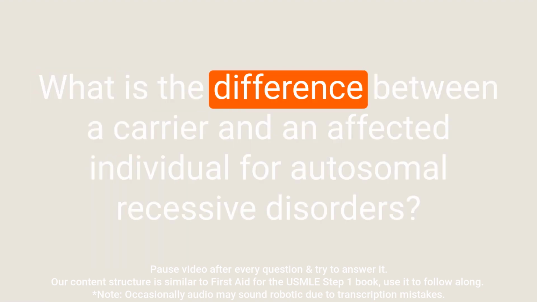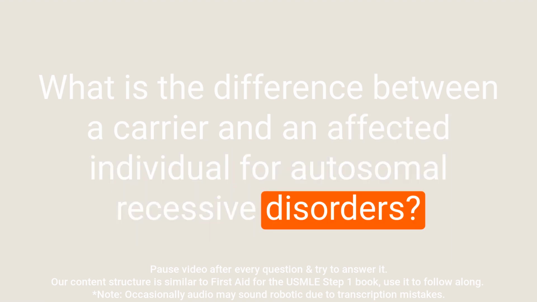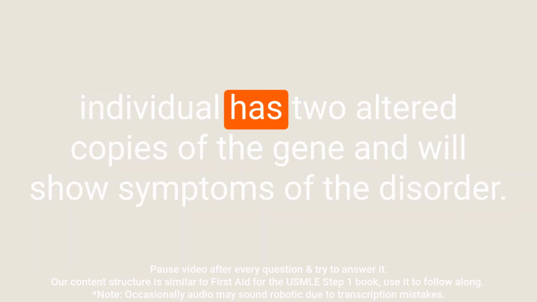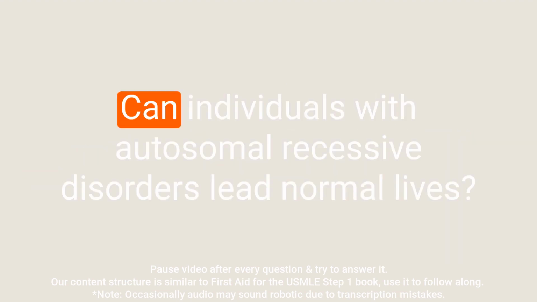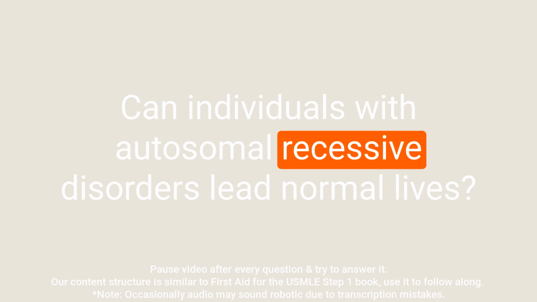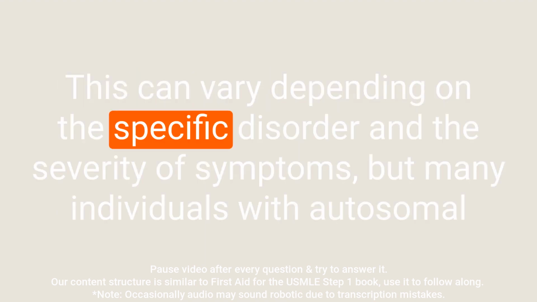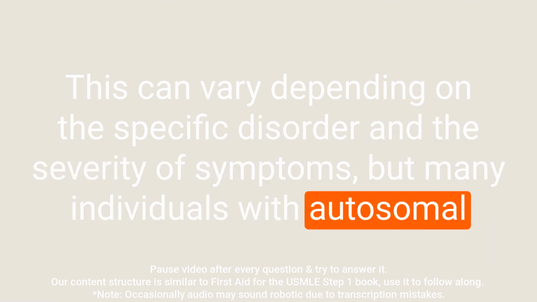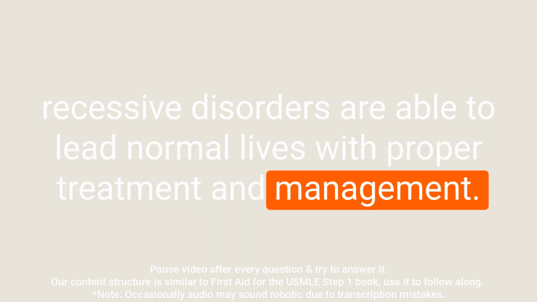Question: What is the difference between a carrier and an affected individual for autosomal recessive disorders? Answer: A carrier has one altered copy of the gene and may not show symptoms of the disorder, while an affected individual has two altered copies of the gene and will show symptoms of the disorder. Question: Can individuals with autosomal recessive disorders lead normal lives? Answer: This can vary depending on the specific disorder and the severity of symptoms, but many individuals with autosomal recessive disorders are able to lead normal lives with proper treatment and management.